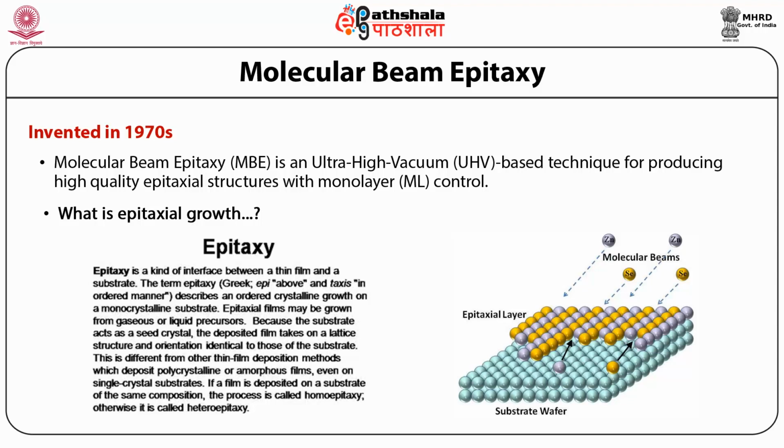This is different from other thin film deposition methods which deposit polycrystalline or amorphous films even on a single substrate. If a film is deposited on a substrate of the same composition, the process is called homoepitaxy, otherwise it is called heteroepitaxy.